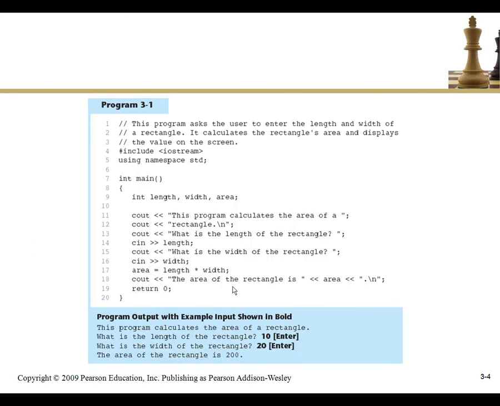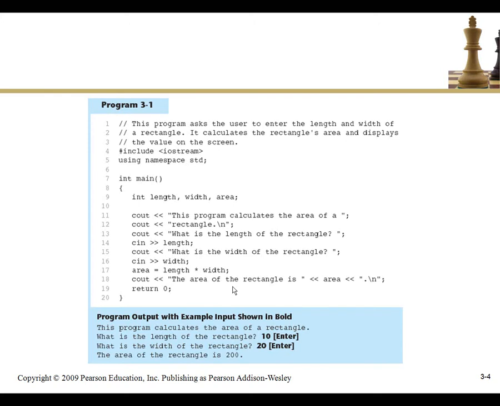Let's look at program 3-1. This program will ask the user to enter the length and the width of a rectangle and then show the area. In line 13, we're going to prompt the user and ask what is the length of the rectangle. In line 14, we are going to use cin to read in an integer value, length. The same thing will happen for the width in line 16.